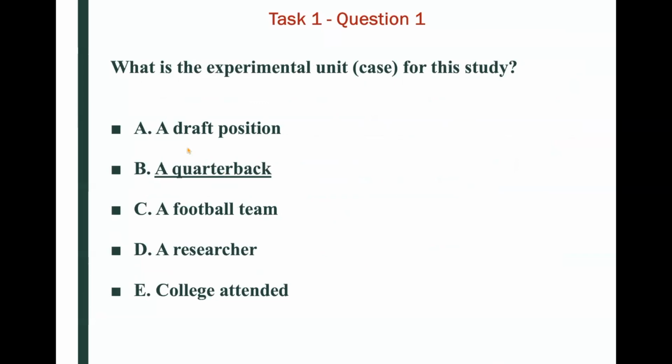In other words, we're not gathering data for different draft positions or the whole football team or a researcher, or a bunch of data on colleges. We're gathering the data on the quarterback. So that's why it's on each quarterback, and that's why that's the experimental unit.